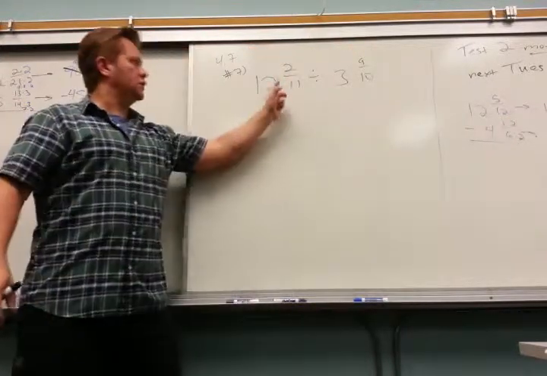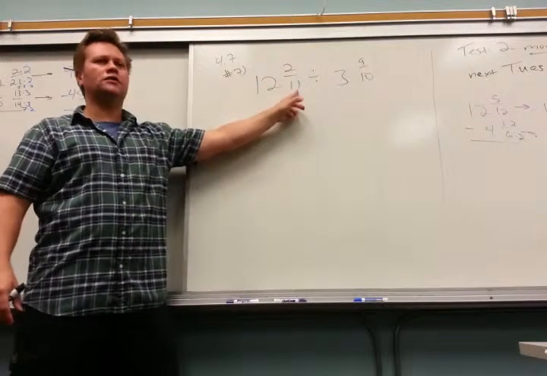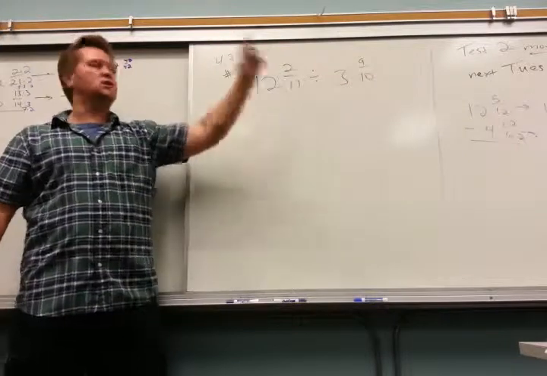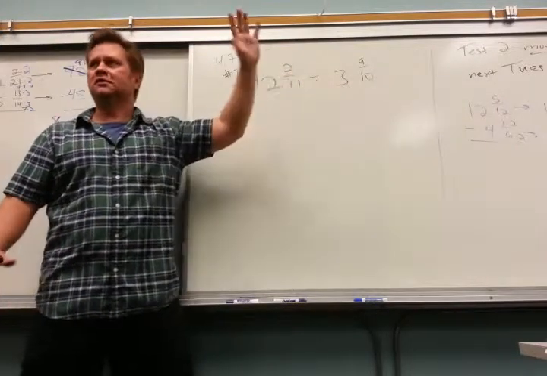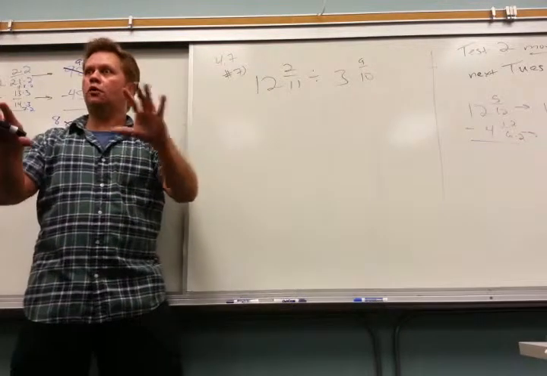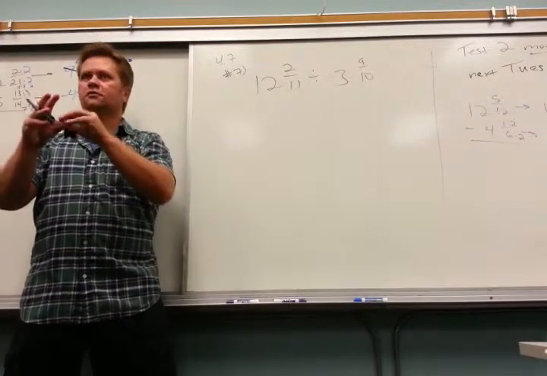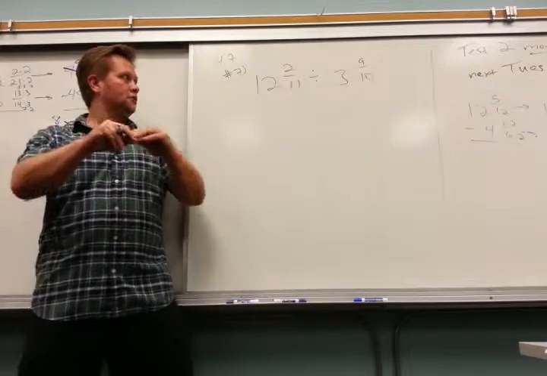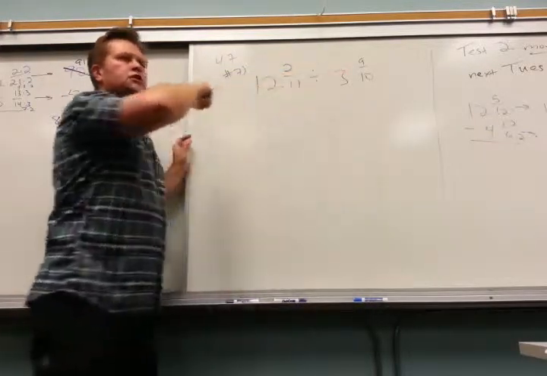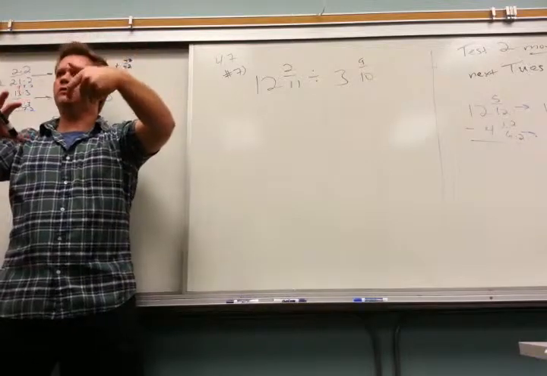A more important reason is because what is 12 and 2 11ths? What does that really mean? 12 plus 2 11ths. And addition does not play well with division. So if I change it into an improper fraction, there's no addition anymore. It's kind of neat. So the first step on this is change these into improper fractions and then just attack it like always. Flip the other dude.